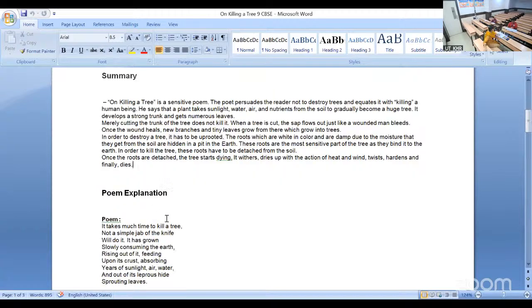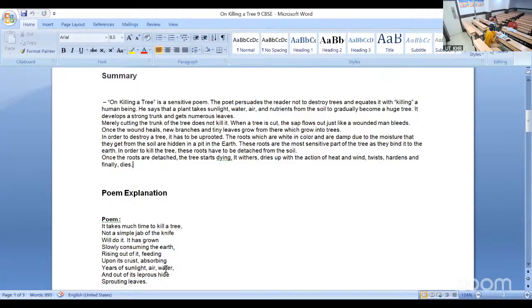Poem explanation, we will do now. I know you are not feeling well, but we have to do this. There is a little time. I cannot leave you. I cannot tell you to go. You must have observed people cutting down trees. But can they kill a tree?